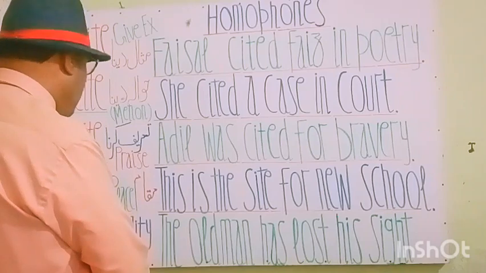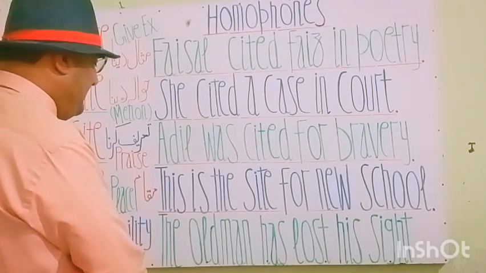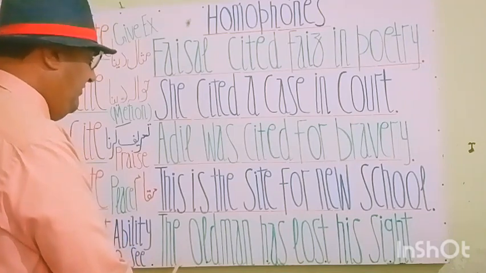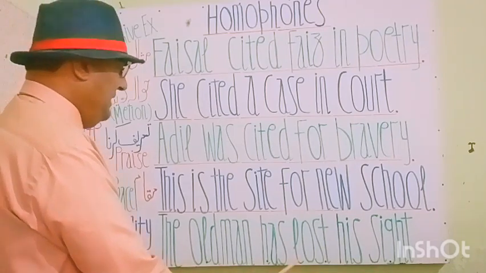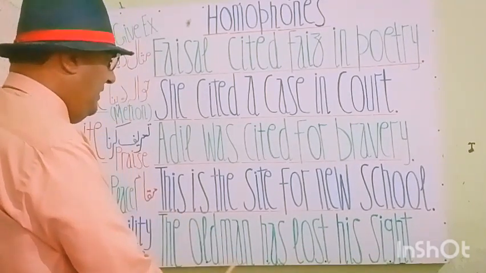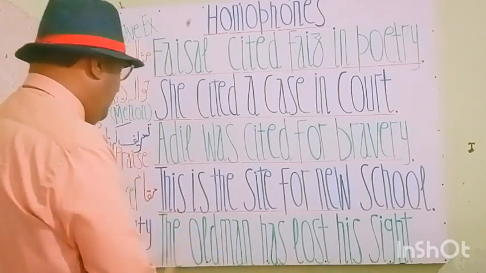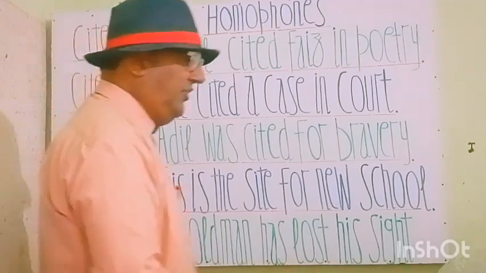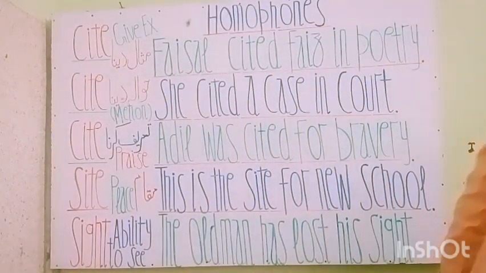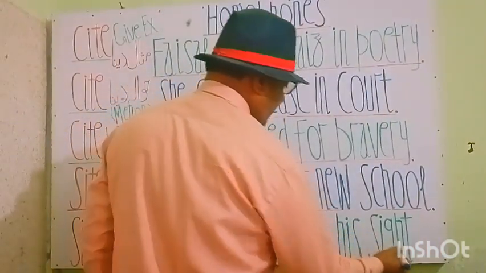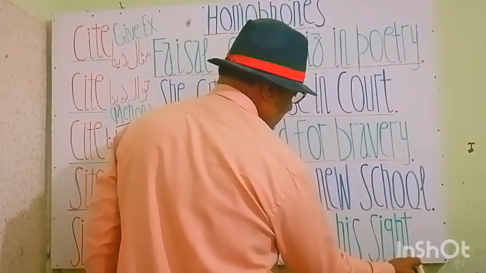This is sight, S-I-G-H-T. Sight means ability to see. And the sentence is: The old man has lost his sight. बूढ़ा शख्स अपनी बसीरत गुमा चुका है. The old man has lost his sight.